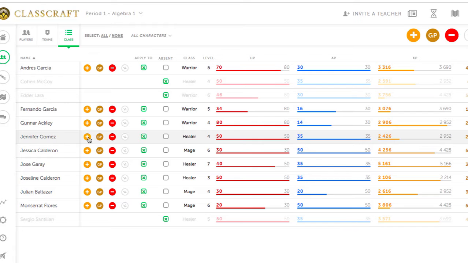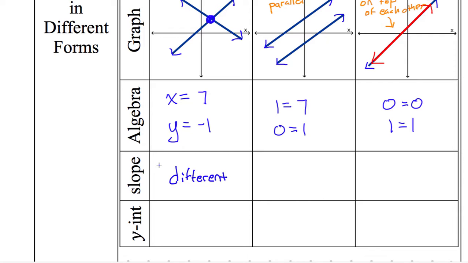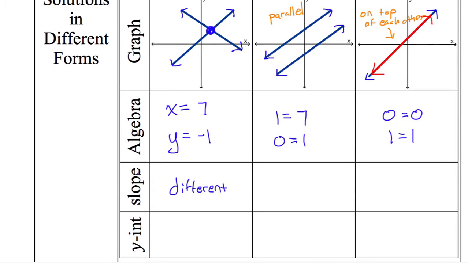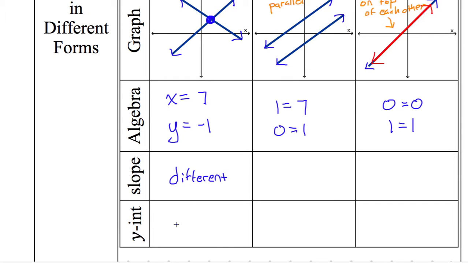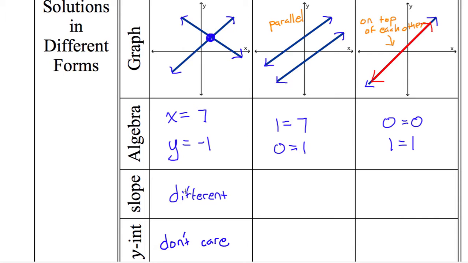Thanks, Jennifer. Jenny. And what about their y-intercepts? And this one's, I'm going to do it for us. We don't care. We don't care. As long as the slope is different, we know that they're going to cross once.